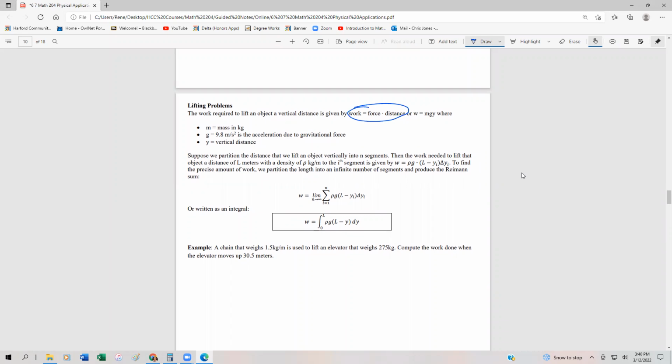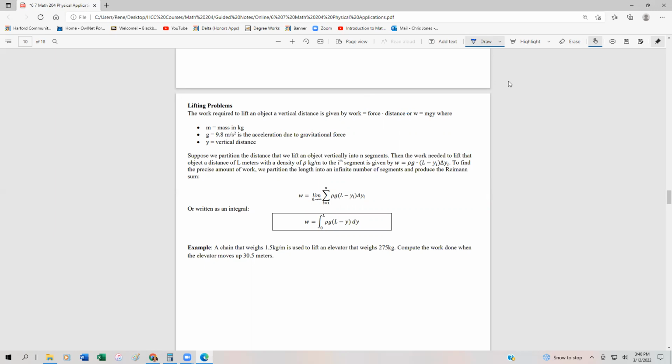But another way that we could write this is that the work is going to be equal to the mass times the gravity. Okay, so m is our mass. Gravity is going to be the gravitational constant, 9.8 meters per second squared, or 32 feet per second squared, times y, which is going to be the vertical distance. So mg is our force, mass times gravity is force, and then our y is going to be our distance for this.